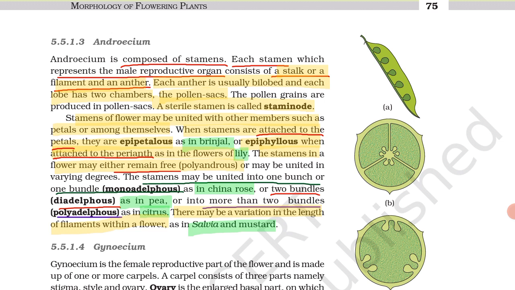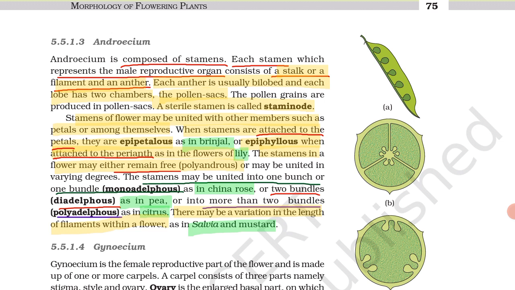There may be variation in length of filaments within a flower. So the length of filament may vary within a flower, and the examples of these are salvia and mustard. In salvia and mustard, the length of filament varies. It may be long or it may be condensed.